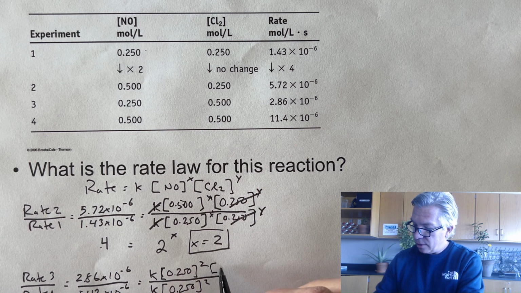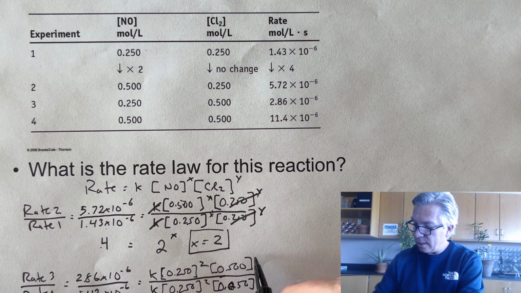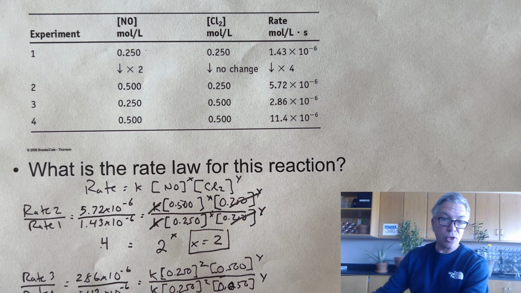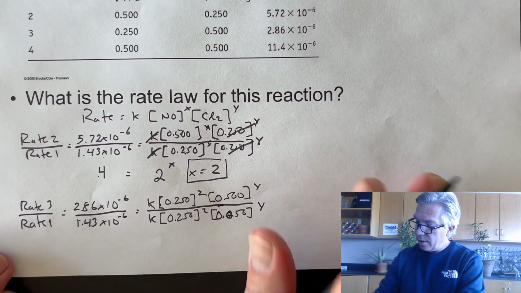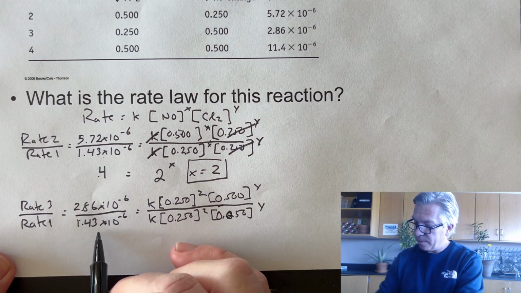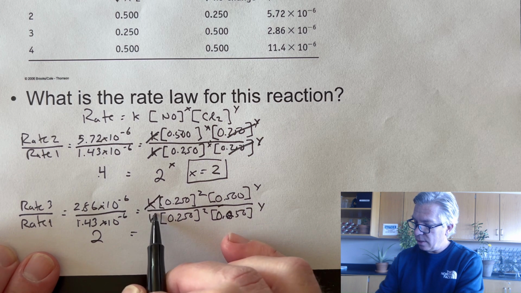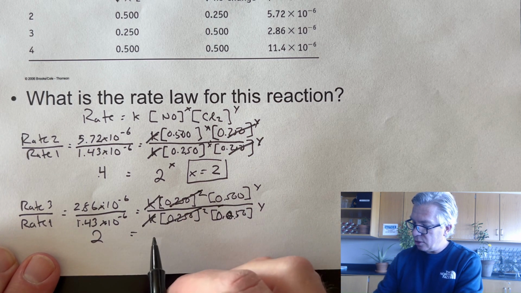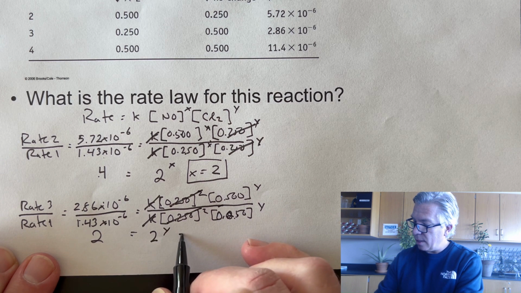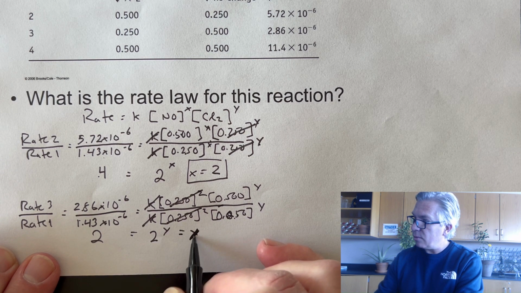And then we have 0.50 over 0.250 raised to some y value. Again, I'm trying to prove that y value now. So this over this gives me a 2. That squared is going to cancel. And then I'm going to have this double is a 2 to the y, and therefore y equals 1.